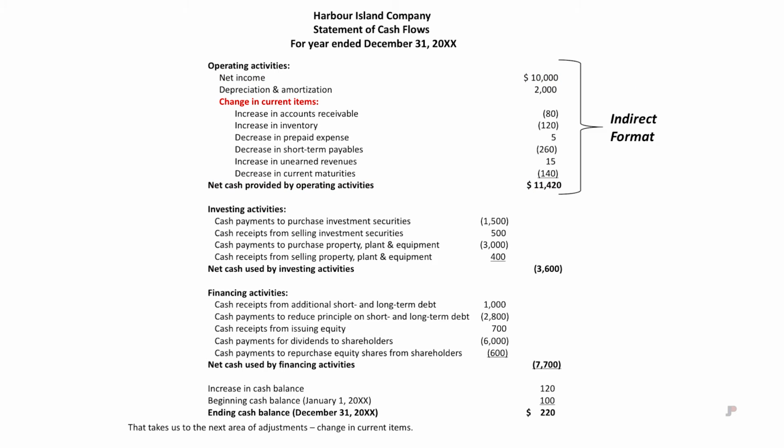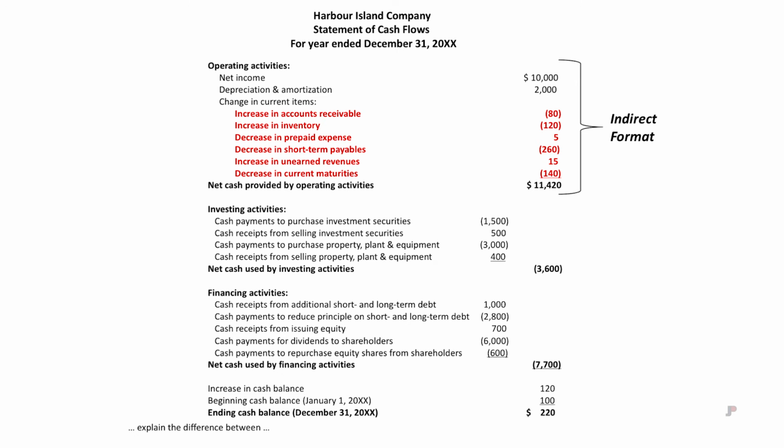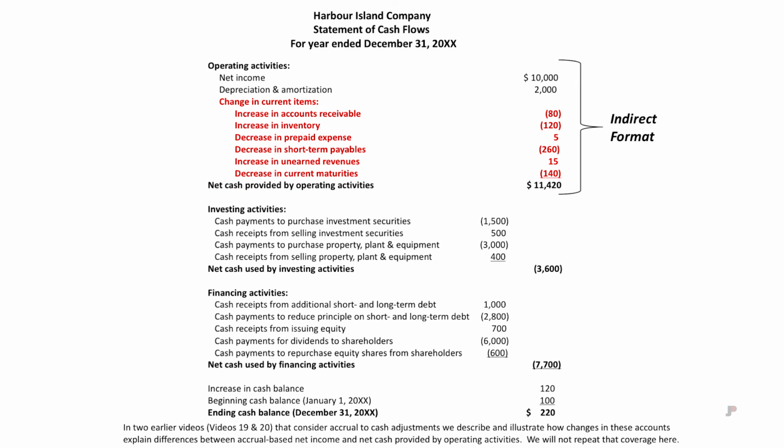That takes us to the next area of adjustments, change in current items. This area involves adjustments where the change in current asset or current liability accounts on the balance sheet explain the difference between net income and net cash provided by operating activities. In two earlier videos, videos 19 and 20, that consider accrual to cash adjustments, we describe and illustrate how changes in these accounts explain differences between accrual-based net income and net cash provided by operating activities. We will not repeat that coverage here.